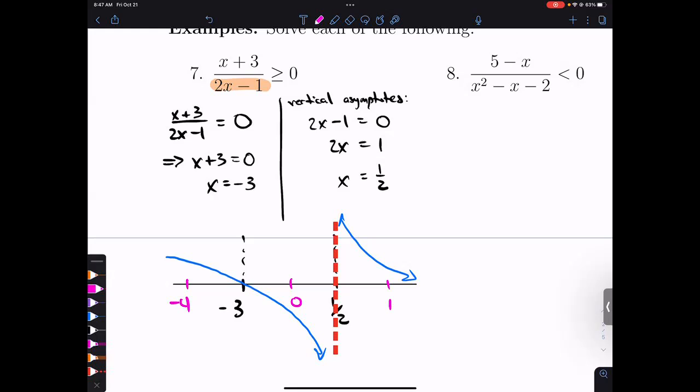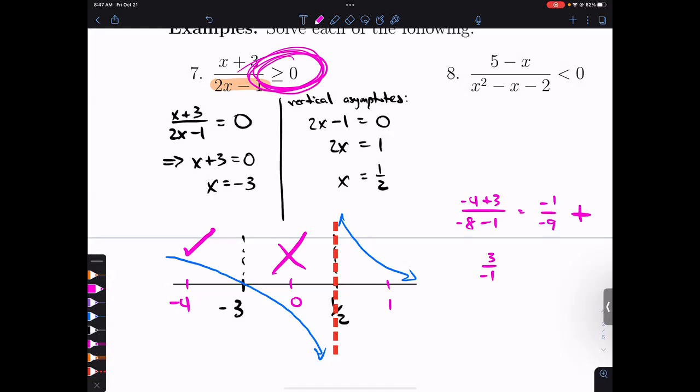Right? So for example, -4 plus 3 over -8 minus 1, that's -1 over -9. That is positive. So back to the original inequality, is it greater than or equal to 0? Yes. 0 would be 3 over -1, which is negative, so no. And 1 would be 4 over 1, so positive. So yes. And then write down the solution set, right? -infinity to -3, 1/2 to infinity.